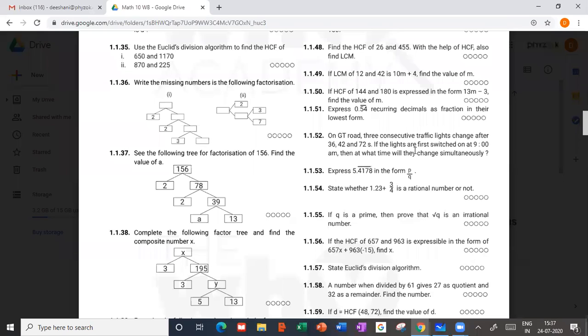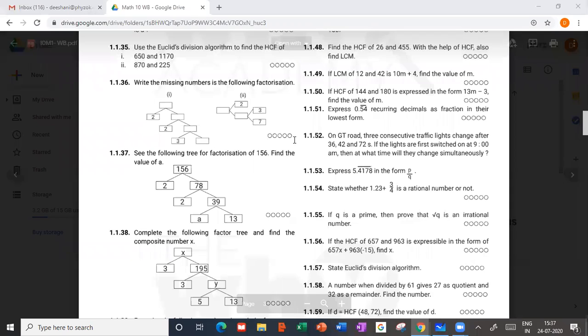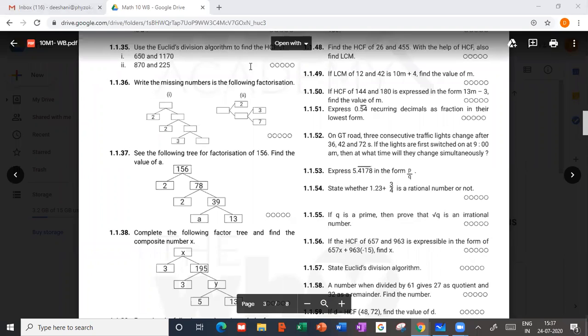Ma'am, won't we have to take the LCM of this? Okay, yeah, you do have to take the LCM. So how will you decide whether you need to take LCM or HCF? On what basis are you saying you need the LCM? Because we need to see when they change at this time, when they change together for the first time.